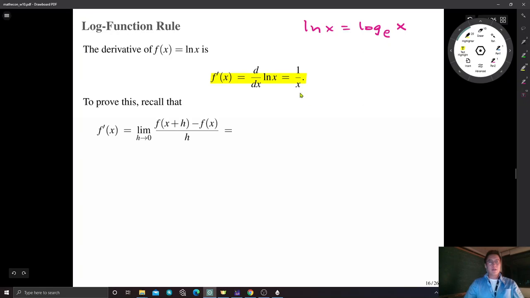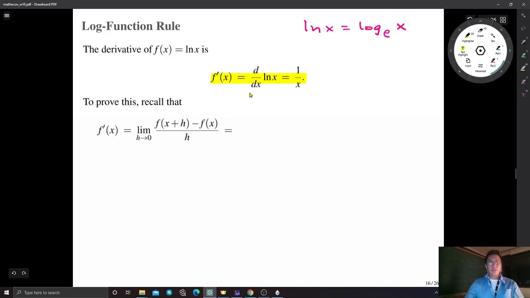So I'm going to show you the proof of this. How do you get the reciprocal? But you don't have to pay much attention to this proof. The more important thing is this formula and this fact. So the derivative of a natural logarithm is the reciprocal.